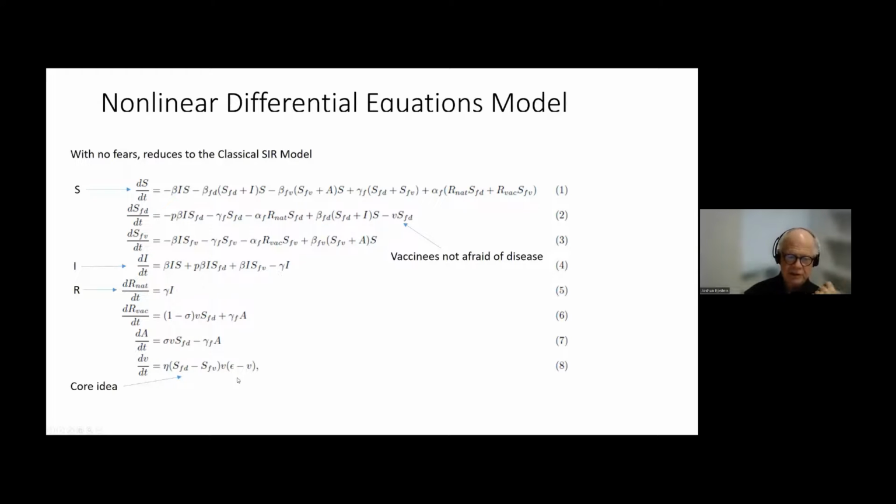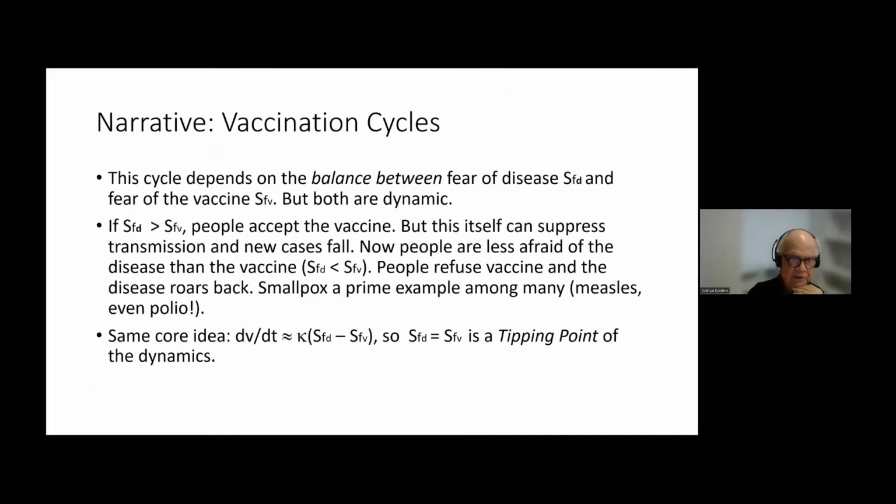But what's interesting here is that we have this difference between susceptible people who are afraid of the disease and susceptible people who are afraid of the vaccine. And this is, again, the right idea now packaged in a more mathematically acceptable way. All right? So this is the generalization here.